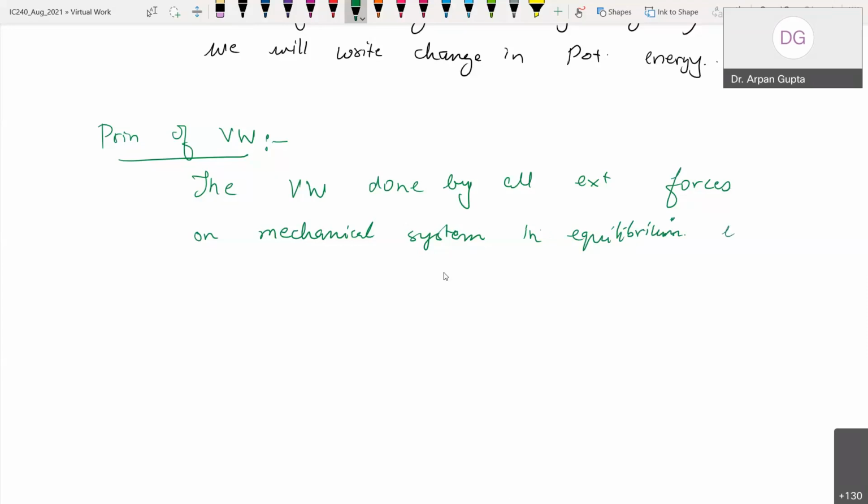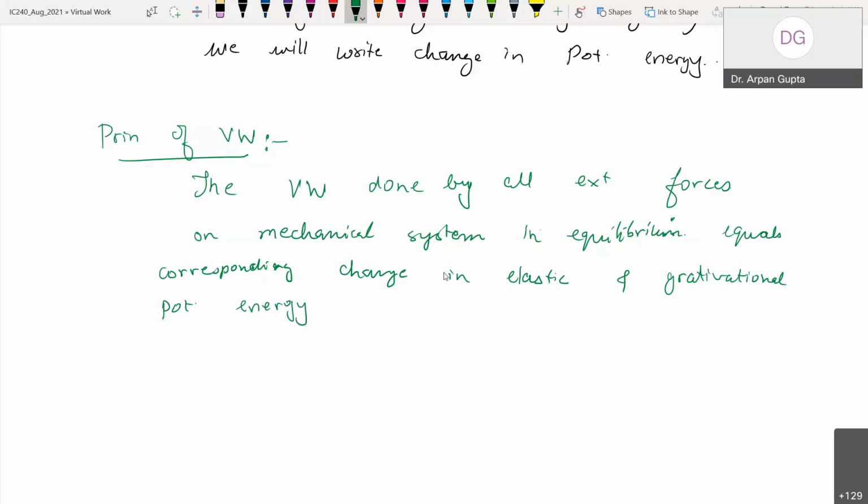equals the corresponding change in elastic and gravitational potential energy of the system for all admissible virtual displacements.